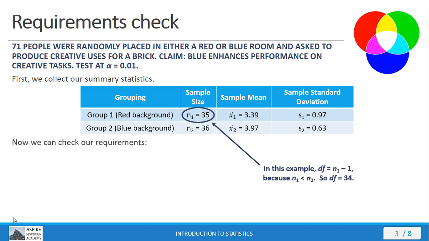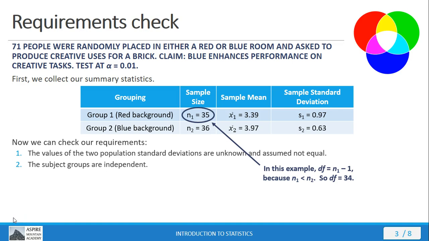Now we've got our summary stats all sorted out, we can check our requirements. We don't know the values of the two population standard deviations, and we're assuming that they're not equal. The subject groups are independent. There's no real connection between people in the red room and people in the blue room. Samples are simple random samples. And both sample sizes exceed 30, so it doesn't matter whether or not they're normally distributed. The central limit theorem comes in and says, yes, you're good to go.